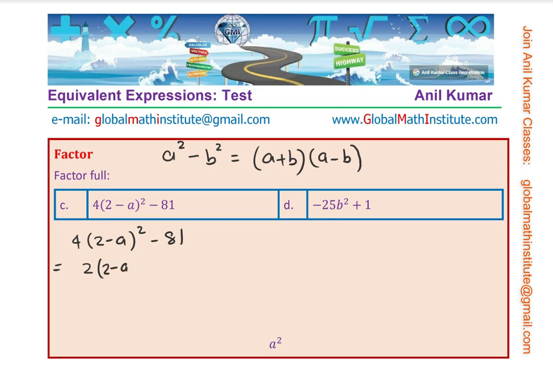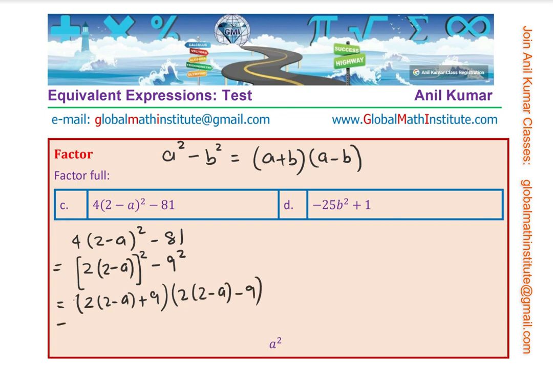2a minus 2 minus a whole square. You see that? And here we have minus 9 square. Do you understand? So you could actually write it in this factored form, right? So we can actually write this as 2 times 2 minus a plus 9 times 2 times 2 minus a minus 9.